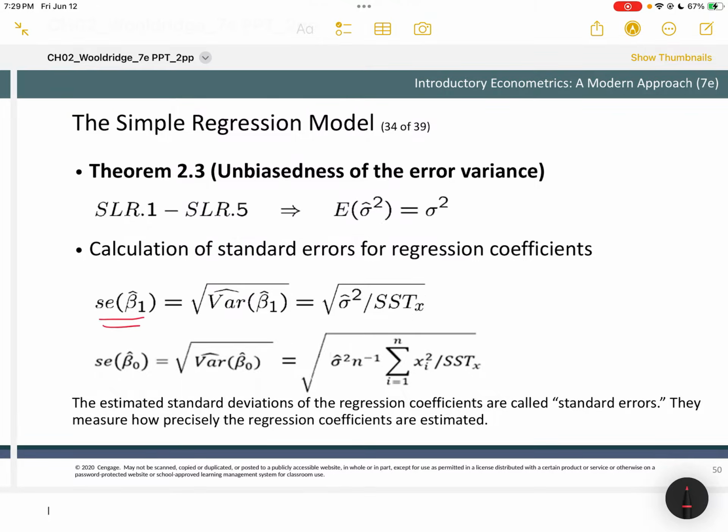Now, by the way, why do we calculate standard errors? Variance squares the units, and so to go back to our original units, we take the standard error. The standard error is just the square root of the variance calculations we saw earlier, and that takes us back to original units. What the standard error does is it measures how precisely the regression coefficients have been estimated.